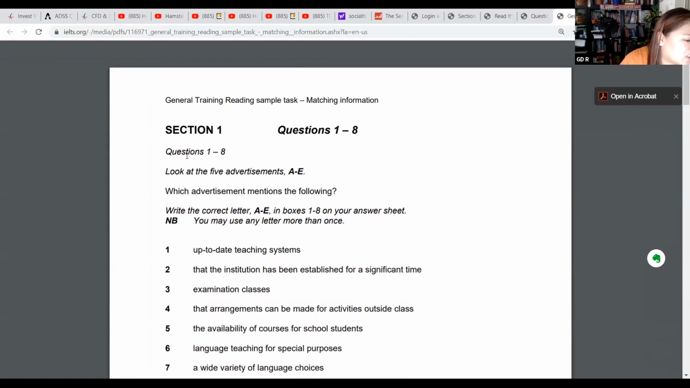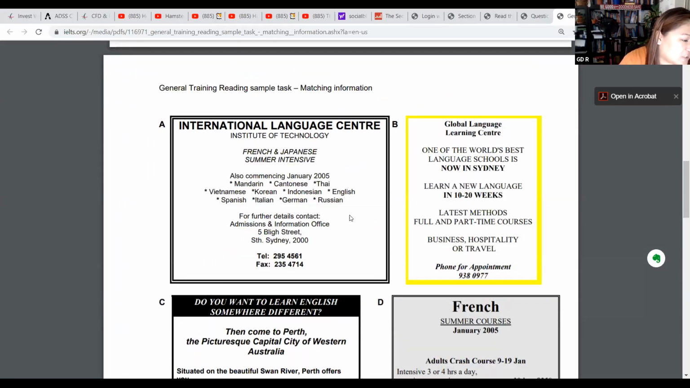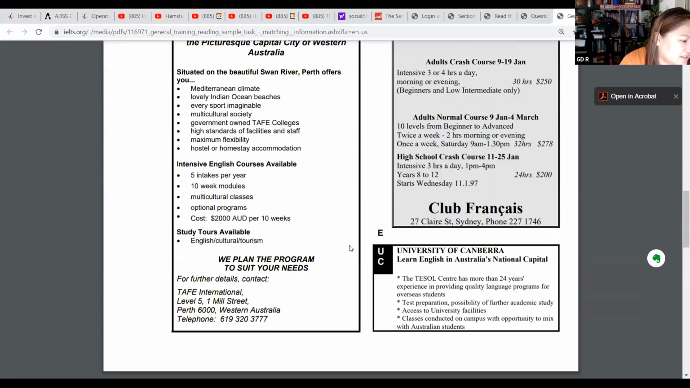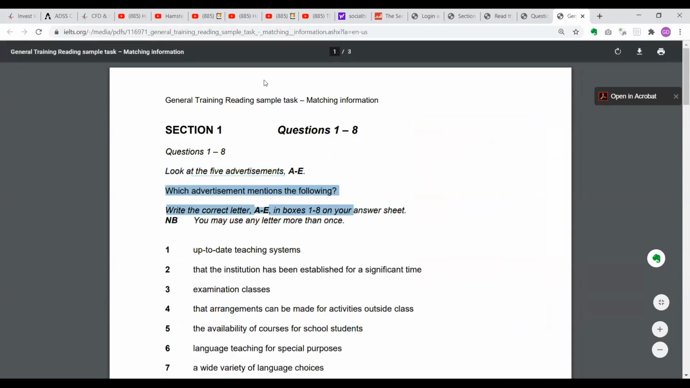So for section 1, questions 1 to 8, look at the 5 advertisements A to E. So these are the advertisements, the ads. Which advertisement mentions the following? Write the correct letter A to E in boxes 1 to 8 on your answer sheet. You may use any letter more than once. So again, class, it's always good to read the directions. Because sometimes maybe you would say, hindi ko pwede, I cannot repeat the answers, right?